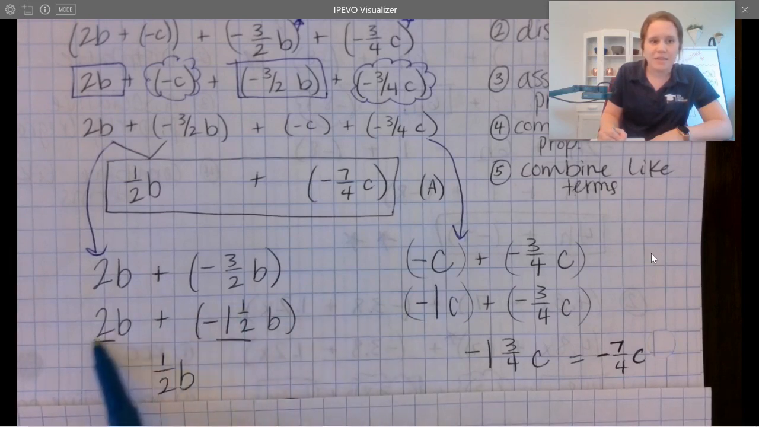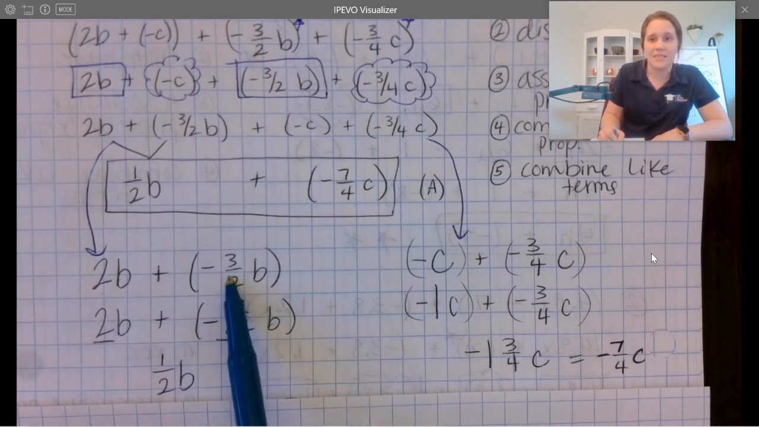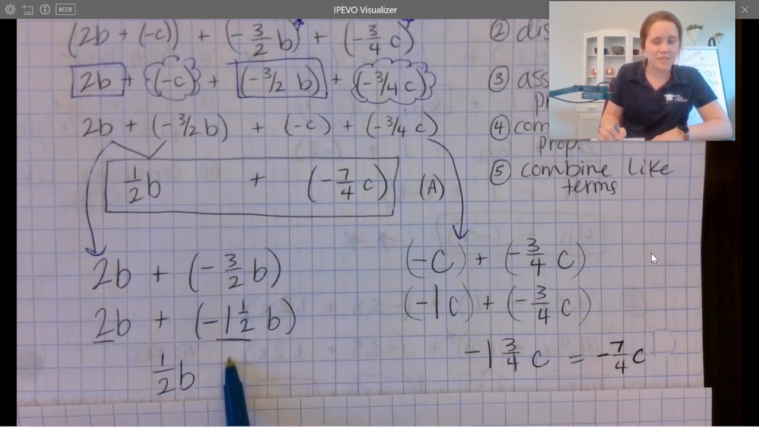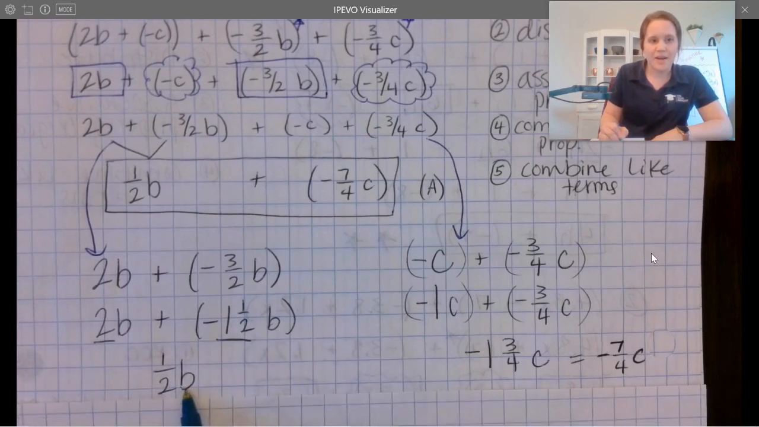And for me, it's a little easier to think about what's 2 plus negative 1/2 than it is to think about what's 2 plus negative 3/2. So maybe this is a strategy you like too. When I add these two together, I'm left with 1/2 b. Okay, I said add. They are being added.